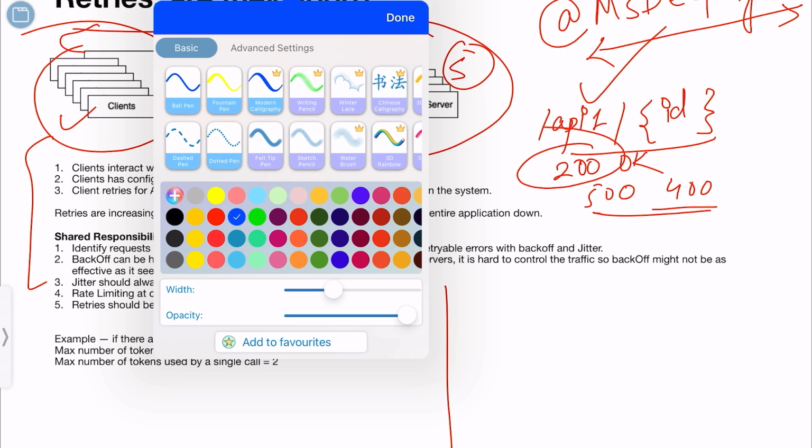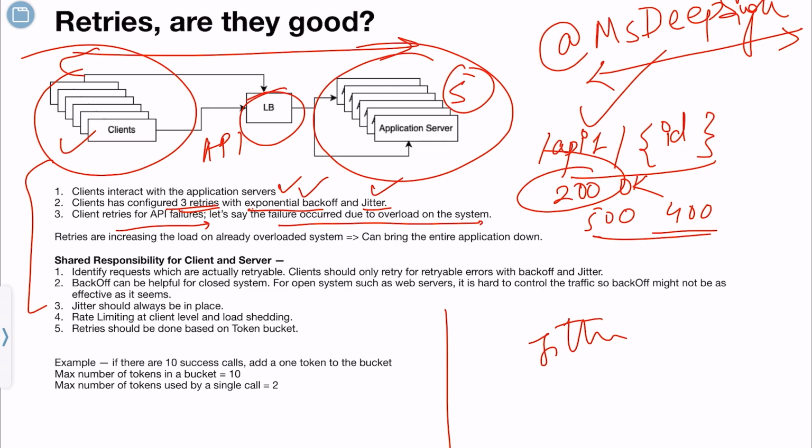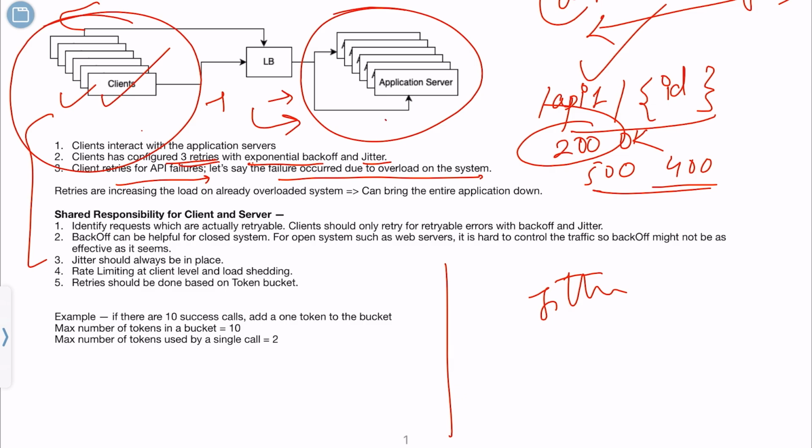Coming back to our discussion. We understood what exponential backoff and jitter mean. Now let's say the client has configured retries for the API, and the failure occurred due to overload on the system. Even though you have introduced jitter, there was already an overload scenario on these application servers. If the API failed for all of these clients and you retry at this point, the system is already overloaded and you are making more calls. You are increasing the load on an already overloaded system. This you should avoid.